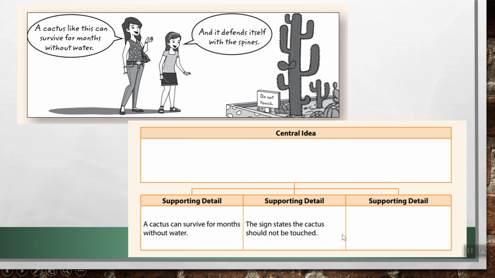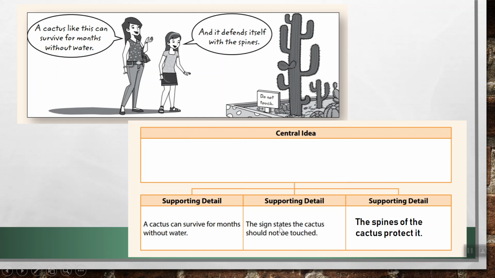What other detail do we know from the picture? We can see from the picture that the girl is saying the reason you can't touch it is because the spines of the cactus protect it. In other words, the spines help to keep the cactus safe. Other animals and humans don't want to touch it, which could harm it because of the spines. So now, when we look at our details all together, we see a cactus can survive for months without water. The sign tells us the cactus shouldn't be touched, and the spines of the cactus protect it.